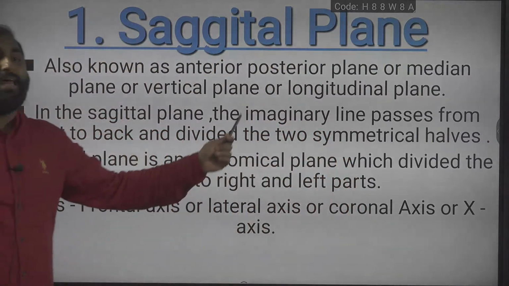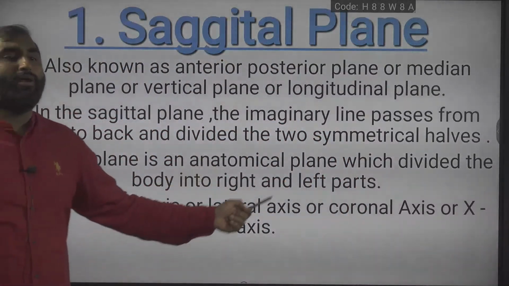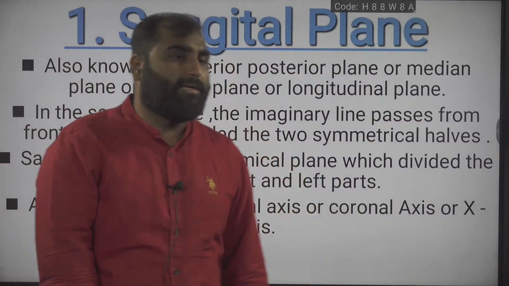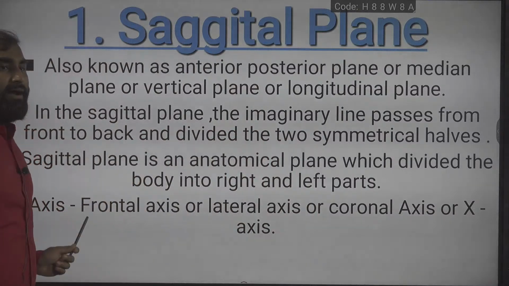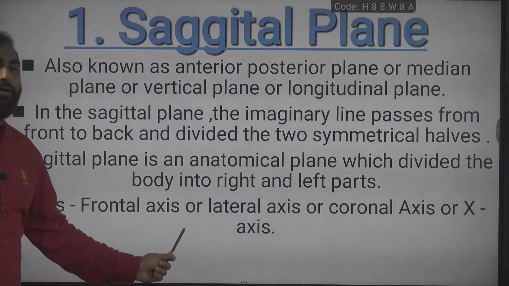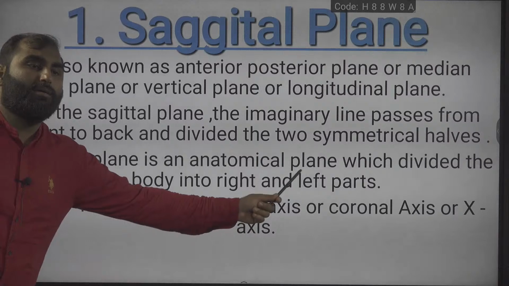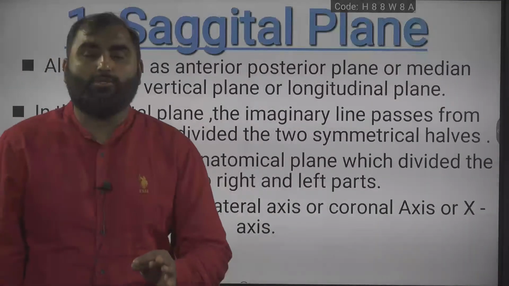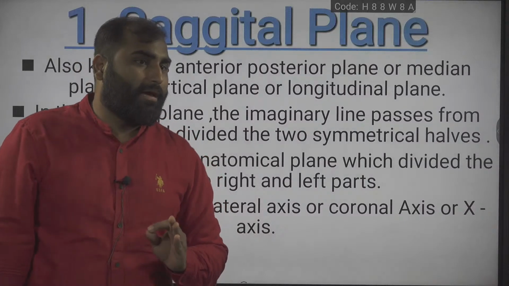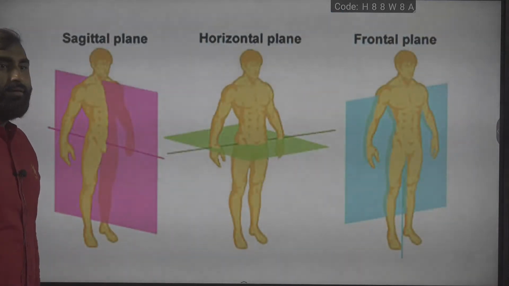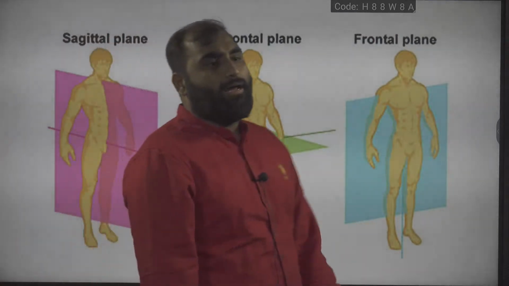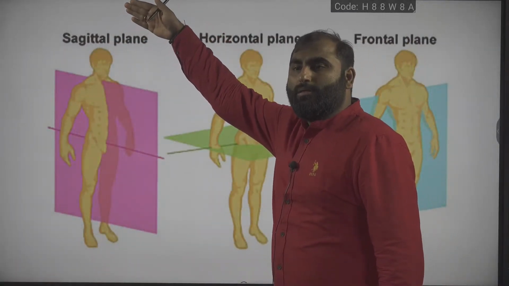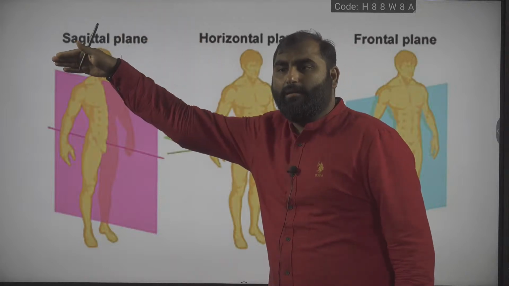So sagittal plane is an anatomical plane which divides the body into right and left. And if the right and left are equal, it is showing a bilateral symmetry. And what is the axis? Axis is the frontal, also known as lateral axis, or the coronal axis, or the x-axis. These are the two axes through which it is passing. Clear, everyone? Moving ahead. See this sagittal plane. Again, look at the picture. What is the plane passing through? The plane is passing anterior posterior. Yes or no?